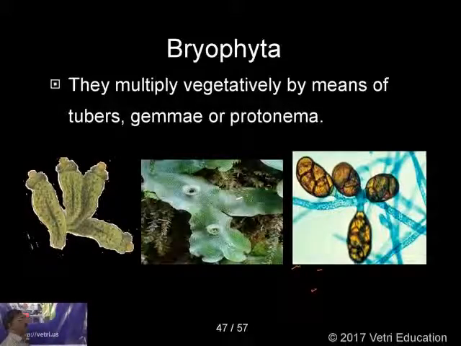Regarding reproduction, they multiply vegetatively by means of tubers, gemmae or protonema. Here you can find these structures. These are the tuber-like structures. They may be removed and develop into a new plant. And here the gemmae, you see the flower-like structures, they are gemmae. They may be removed and develop into a new plant. And these are the protonema that you can find in mosses, where the haploid spore germinates to give a filament-like structure, and these filaments also have some buds. These buds are removed and develop into a new plant.